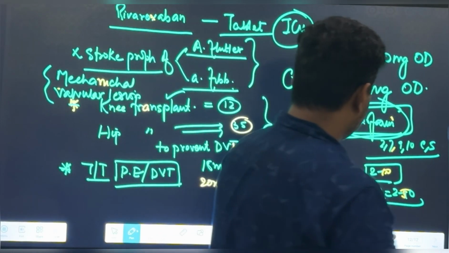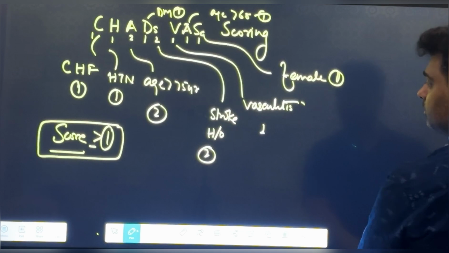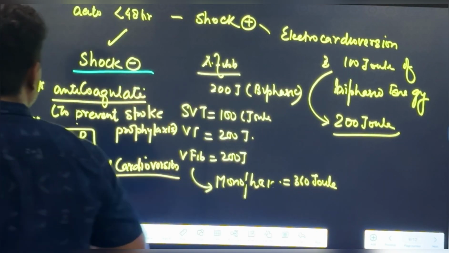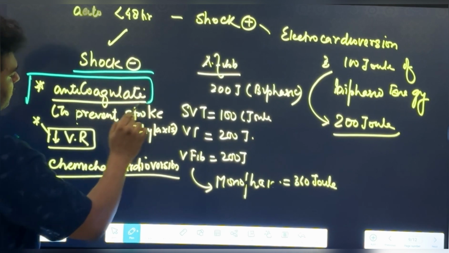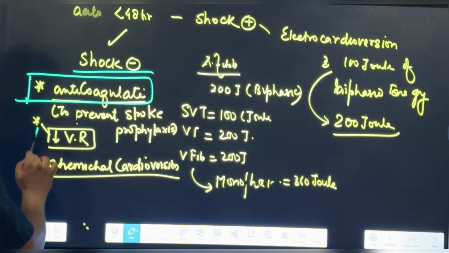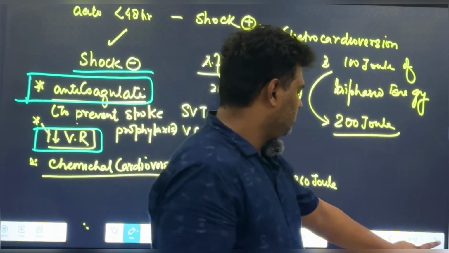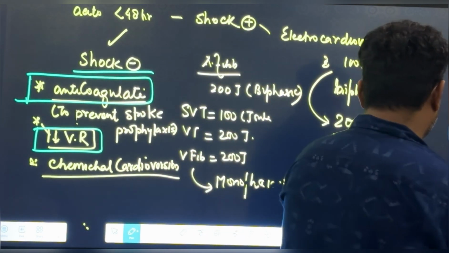So what we have seen is that if a patient is not in shock, the first thing is that we have to anticoagulate. Second, we have to decrease the ventricular rate. And third, we have to do chemical cardioversion.